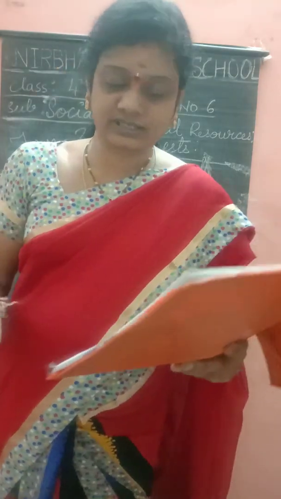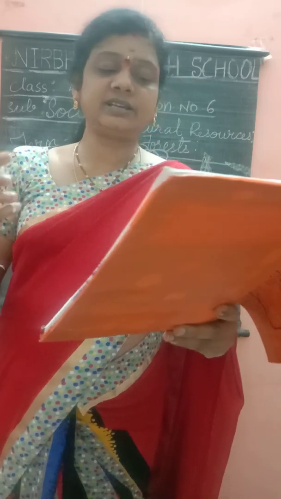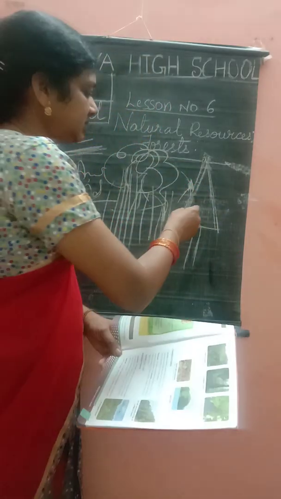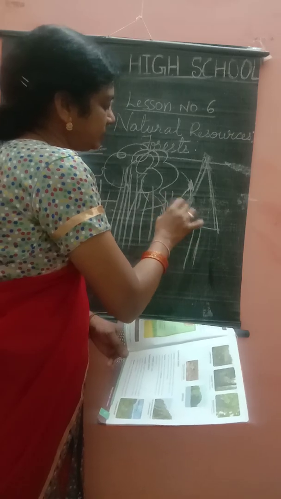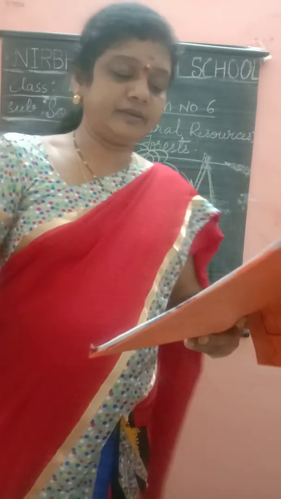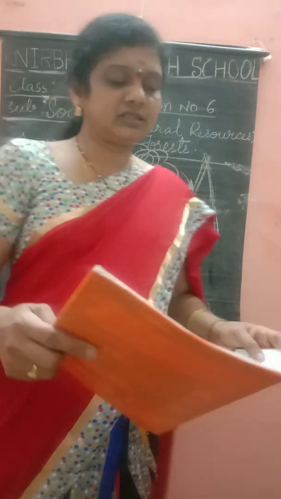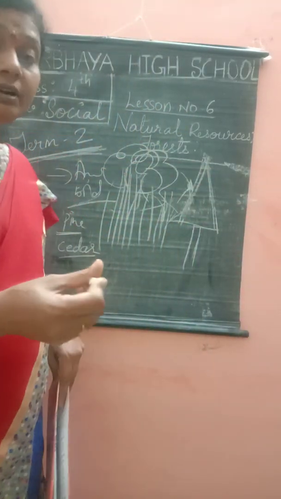Yes, the features of this evergreen forest are, these trees never shed their leaves completely and always look green. They will not shed their leaves, which means the leaves will not all fall down, and new ones grow, so it will be evergreen. It always looks green, and they are called the evergreen forests. Yes, examples, eucalyptus and rosewood. You have seen this eucalyptus. Eucalyptus is used for medicine.